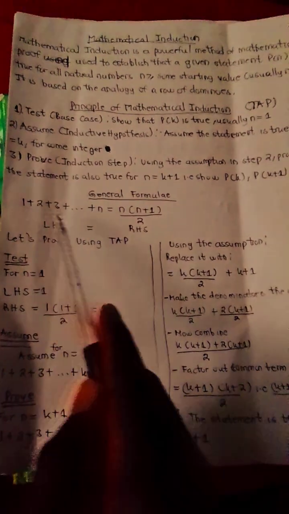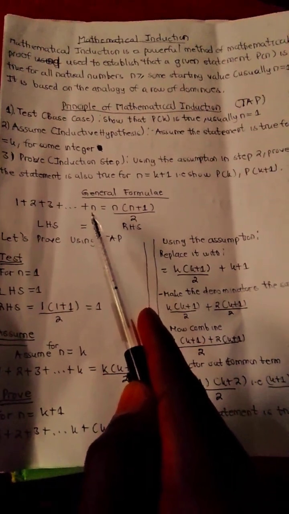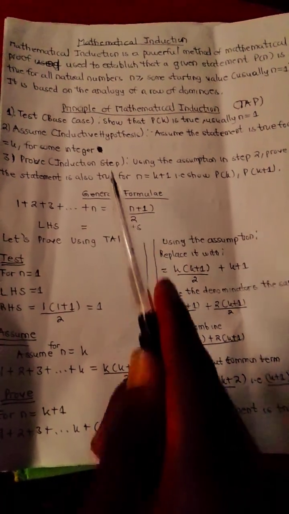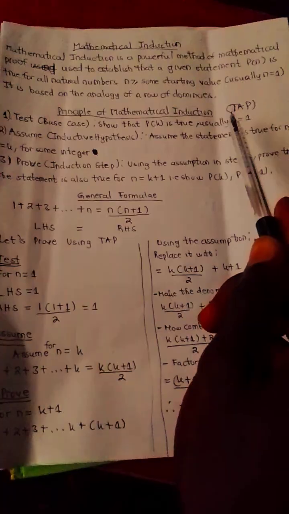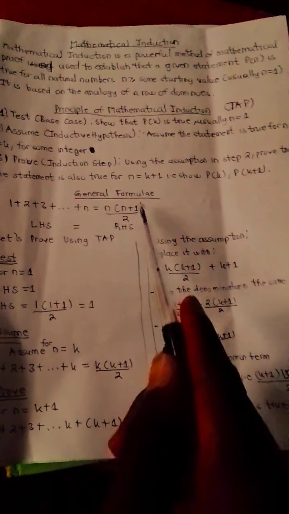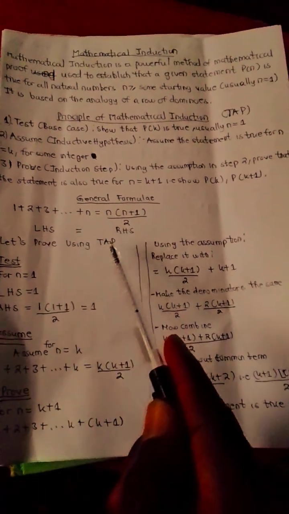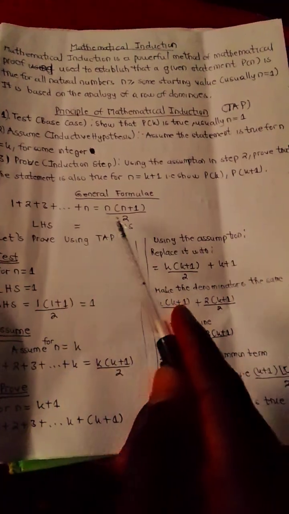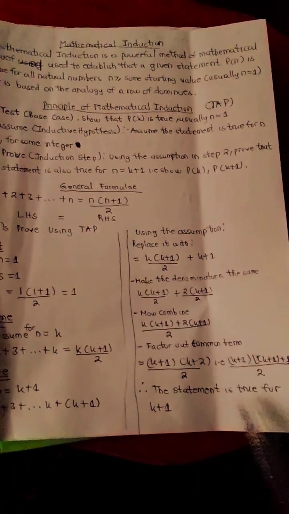I hope you guys understand this brief explanation that I gave so far. It's very simple. Just follow the principles here and know the acronym TAP, which is Test, Assume, and Prove. And everything will be simple thereafter. Just know the general principle of this, and always note that the left-hand side must always be equal to the right-hand side. If the left-hand side is not equal to the right-hand side, the statement here is not true.